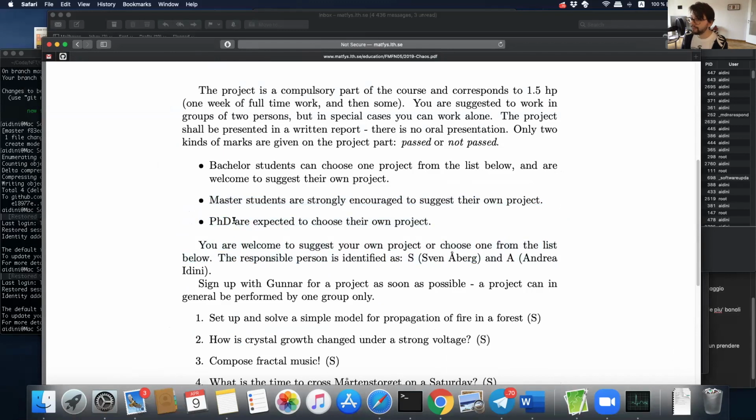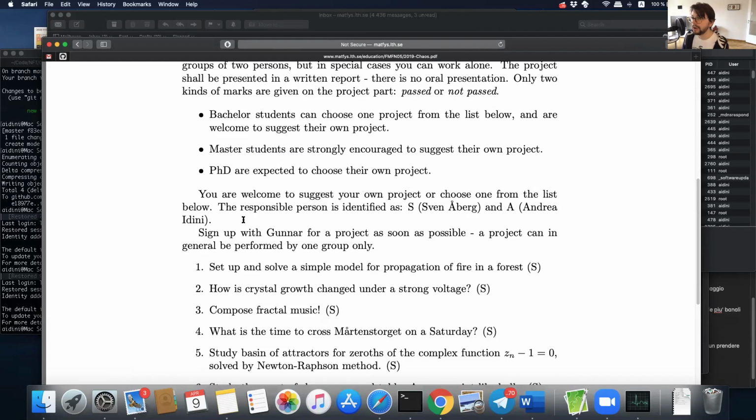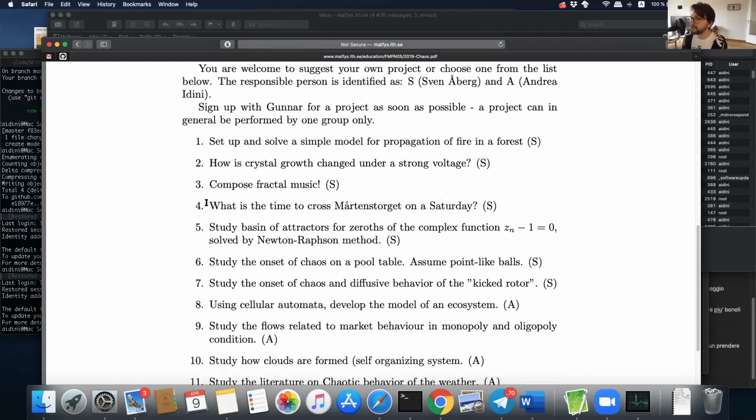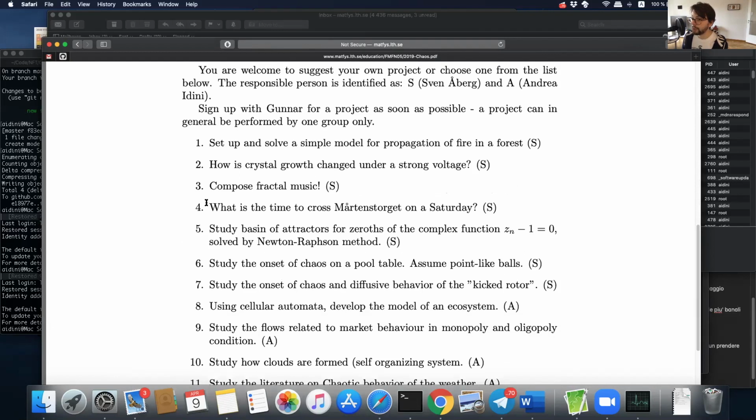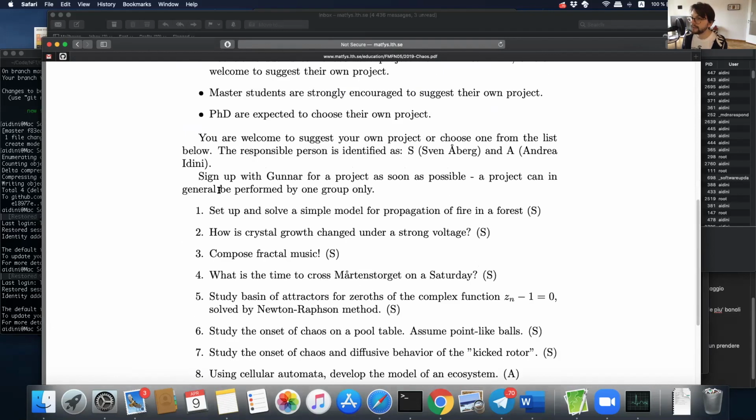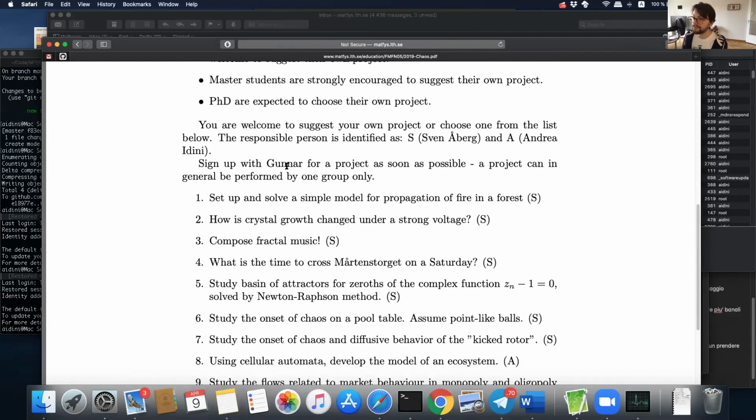So now, master students are strongly encouraged to suggest their own project. It can be fun, but you can always take a list. PhD students, I think Bjorn is the only PhD student, but I'm not sure, are expected to choose your own project so that we can work on something, maybe even a bit original. That would be top. And there is a list of projects, so you can do several things.